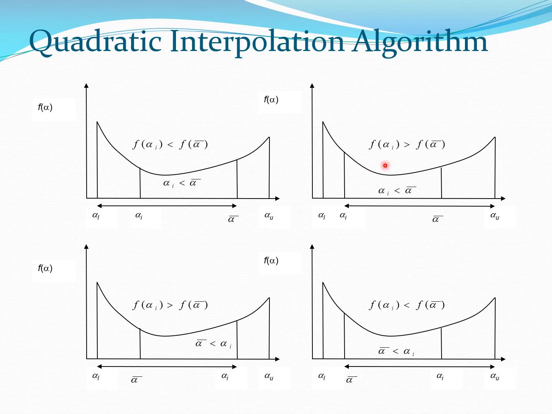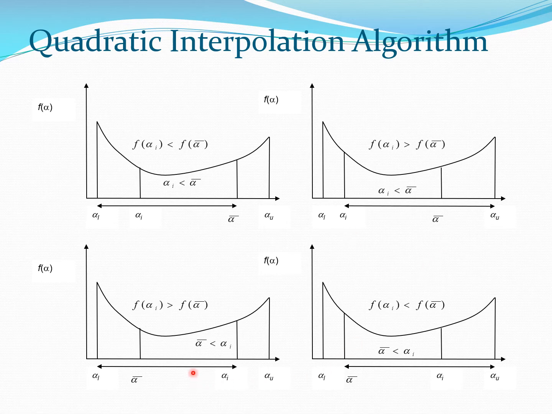Now take the second case where f of alpha I is greater than f of alpha bar, and here alpha I is here and alpha bar is here, and this is greater. And so here you can see that this region here is going to be the space to consider for finding the minimum point, and therefore we essentially throw out this region here and we declare this as the lower point, this as the higher point, and this as the intermediate point. Both these cases correspond to situations where alpha I is less than alpha bar.